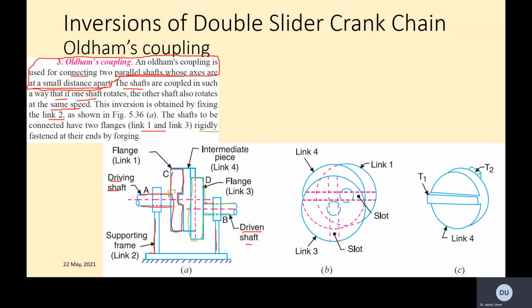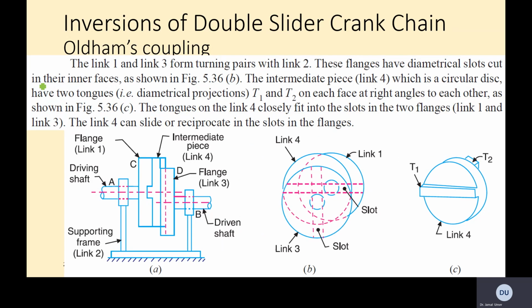So now link 1 and 3 form turning pairs. So link 1, which is the flange A, and link 3. So this link 1 with this flange and this flange, both flanges are making turning pairs with link 2, right? What is link 2 now? So link 2 is basically the frame as discussed.